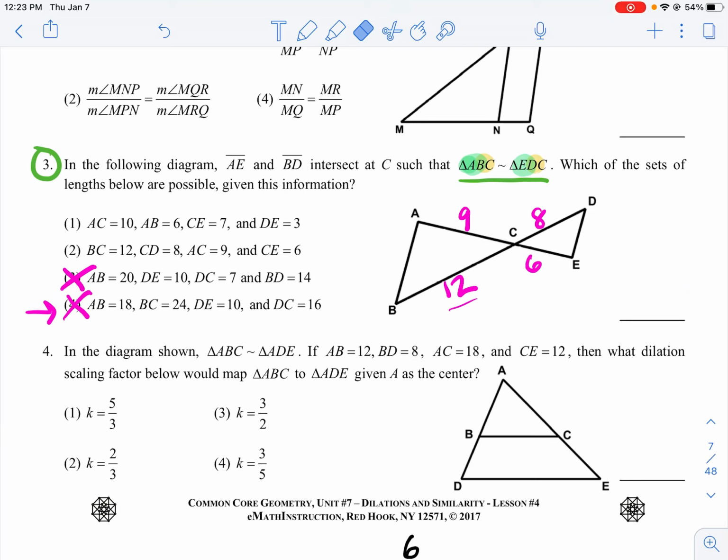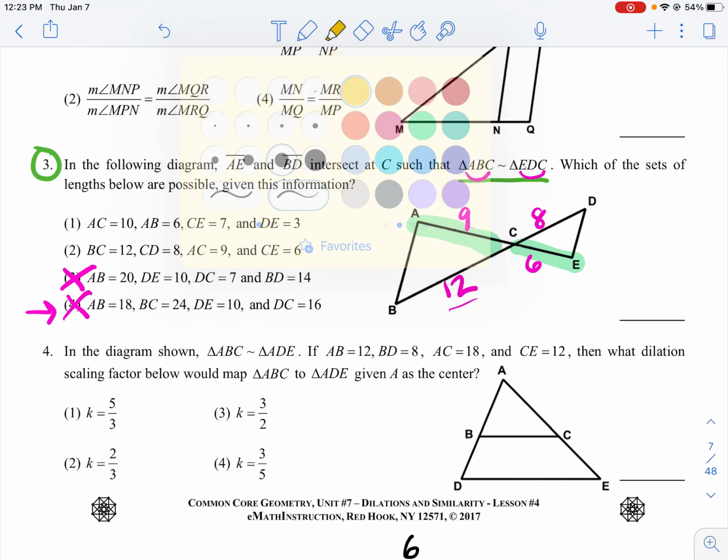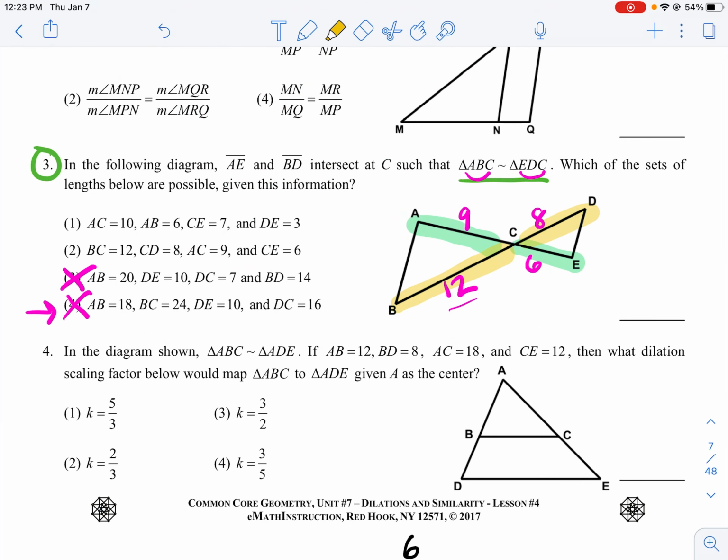So again, let's just make sure we know which sides are matching. So if I look here, oops, sorry guys, I meant to hit this one. AC matches with CE. Again, check up here. AC matches with CE. And then BC matches with CD.